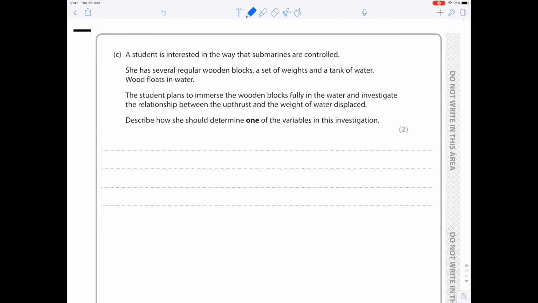So if we look at what she's interested in investigating, it's the relationship between upthrust and the weight of water displaced. So pick one of those variables. Personally, I think working out the upthrust would be the easiest thing for her to do, because if she manages to get the wooden blocks to sink and she works out the weights needed to cause the blocks to sink, she can calculate the upthrust by adding together the weights needed to cause the block to sink with the weight of the blocks themselves.